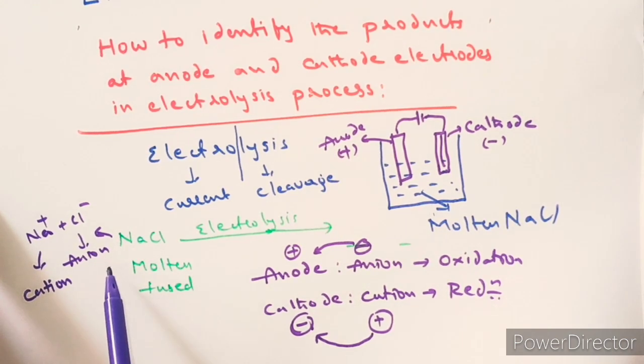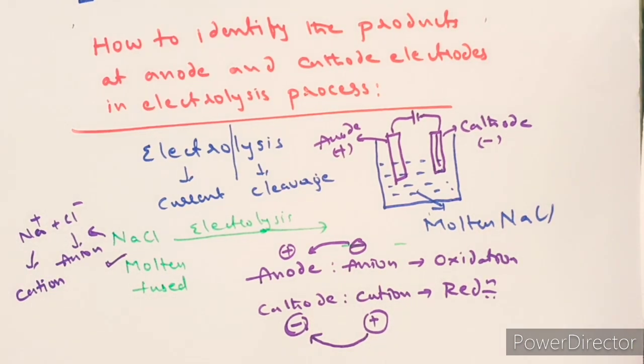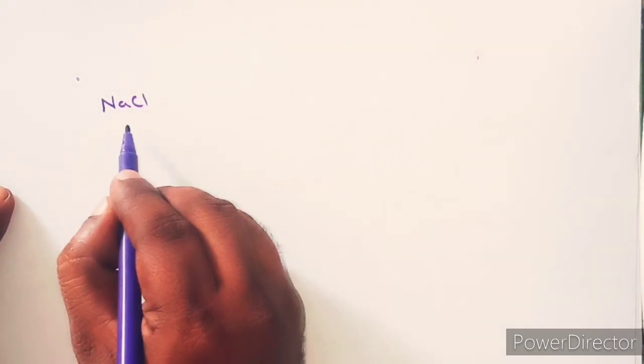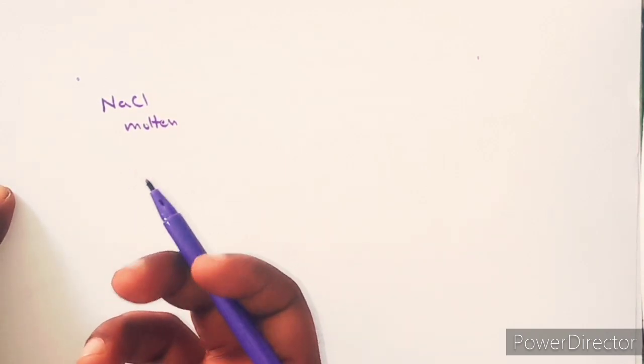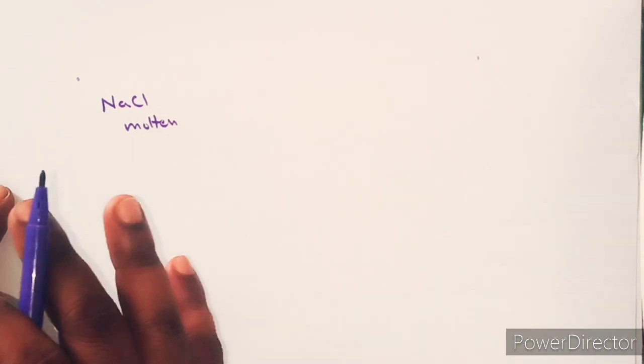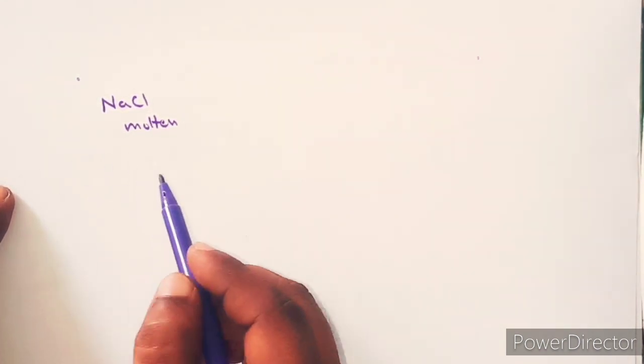Now let us discuss the electrolysis of molten sodium chloride. Let's see what products are produced at the anode and cathode electrodes. Let us take sodium chloride in the molten state. Molten state means it is in the melt form. Take the pure sodium chloride salt and heat it at high temperature without adding any water, so the solid sodium chloride will melt. That is called molten sodium chloride.